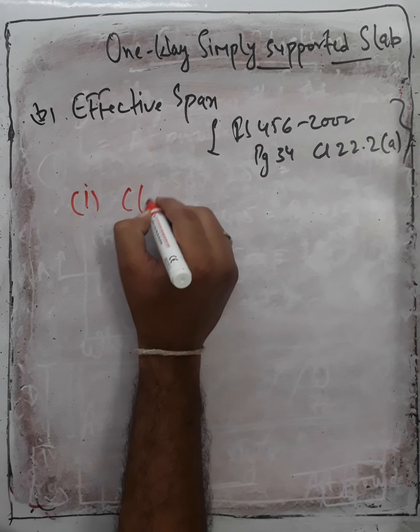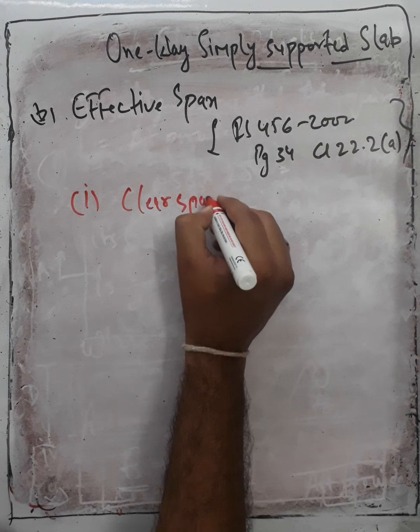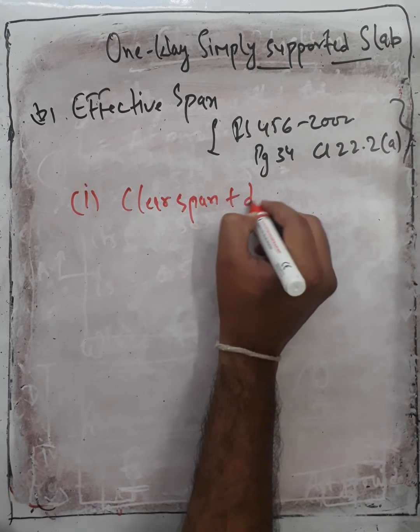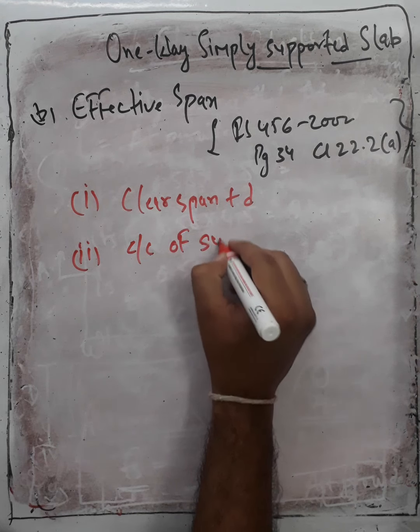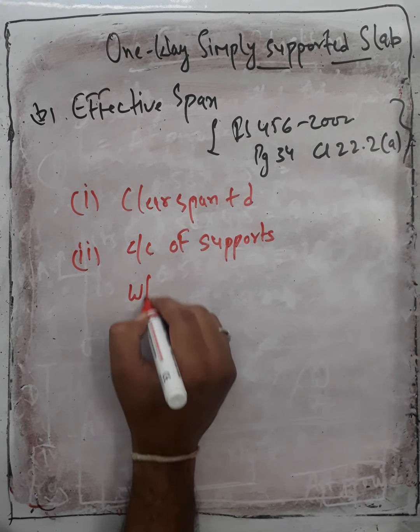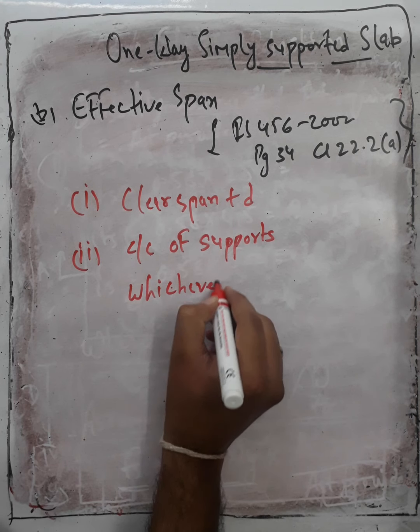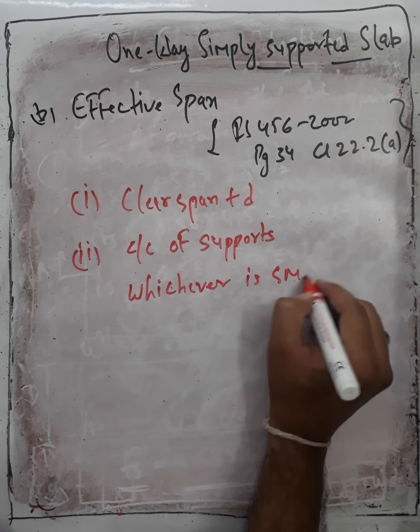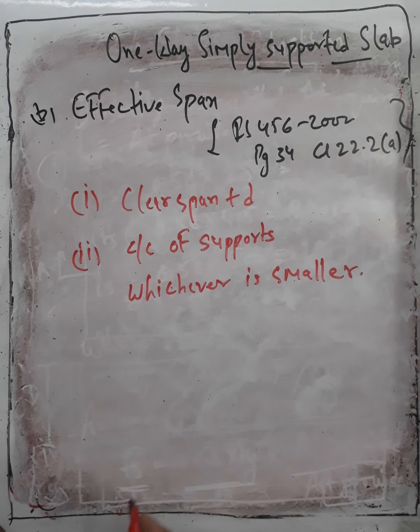Okay, so here you have given two conditions. First is clear span plus D, and second is center to center of supports. So you have to take whichever is smaller, in case of effective span when the beam is simply supported.